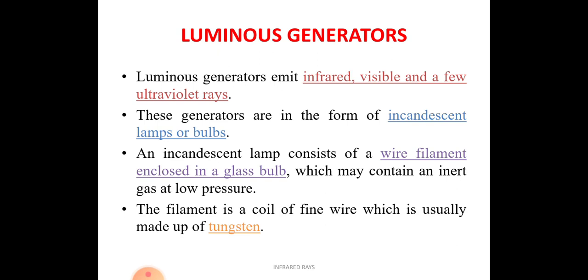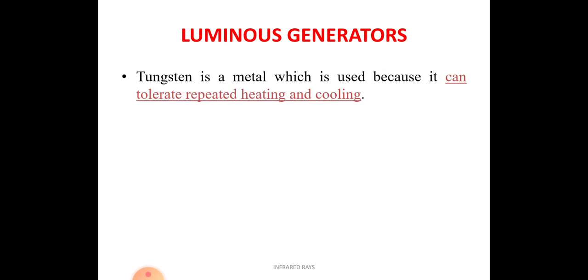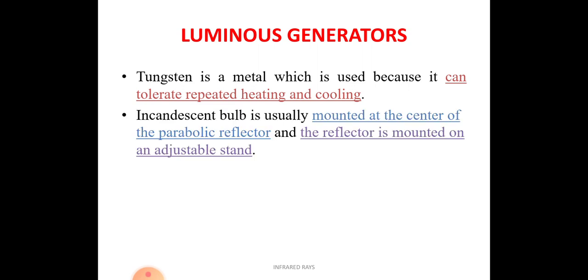Now this filament is nothing but a coil of fine wire made of tungsten. So what is tungsten? Tungsten is able to tolerate a large amount of heat, and it has a very low coefficient of expansion. Tungsten is a metal used because it can tolerate repeated heating and cooling.